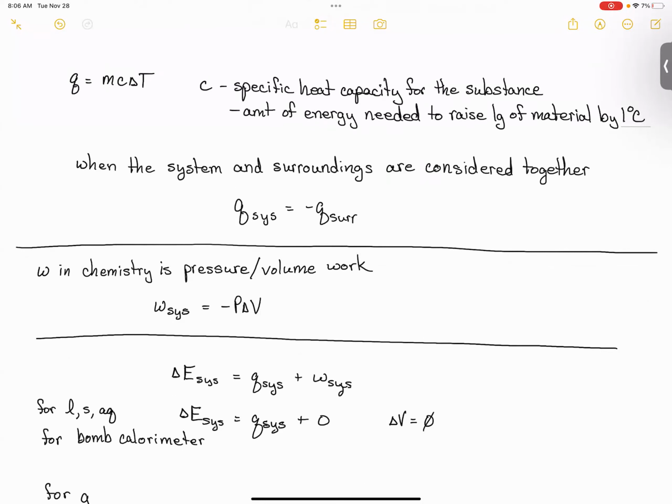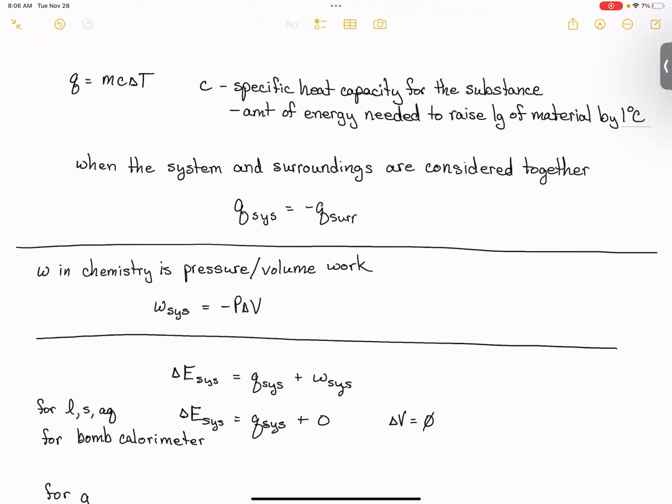So work in a chemistry experiment is going to be pressure volume work. How much pressure does the reaction apply to the surroundings? And what is the volume change that occurs on those surroundings? Because the system is losing that energy as it applies pressure to the surroundings, that's why it's a negative P delta V.